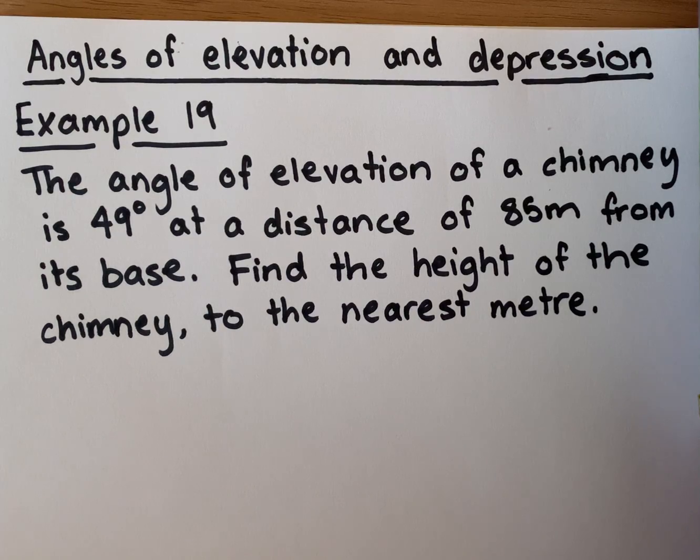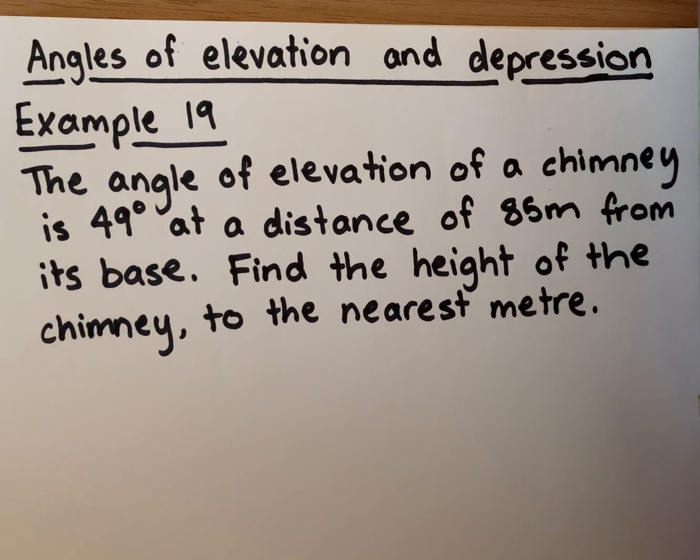So this exercise is all about those angles of elevation and depression that we just learnt about in the video. We'll do example 19 together. You can find this in your textbook exercise as well, just before exercise 408. There's a couple of examples and I've just taken this one straight out of there. Okay, so the angle of elevation of a chimney is 49 degrees at a distance of 85 meters from its base. So we can draw a diagram from this information.